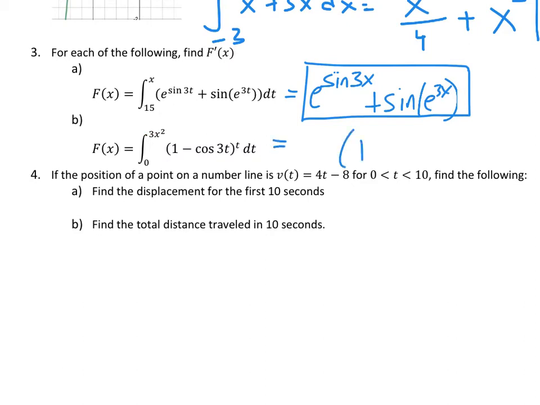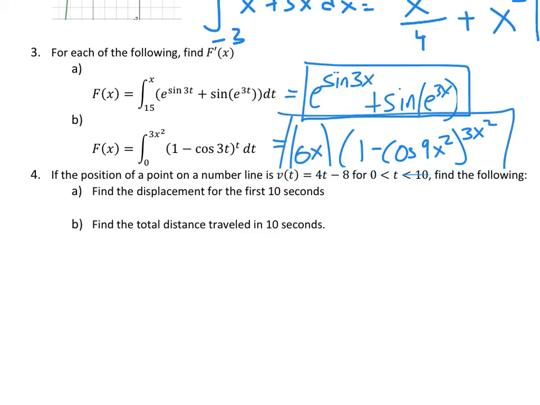We're going to drop in, instead of x like we did here, 3x squared. So we have 1 minus cosine of 3 times 3x squared, which would be 9x squared, to the 3x squared power. However, one more thing, we've got to use the chain rule. As a result of the chain rule, we've got to multiply by the derivative of this, which is 6x. And there it is.